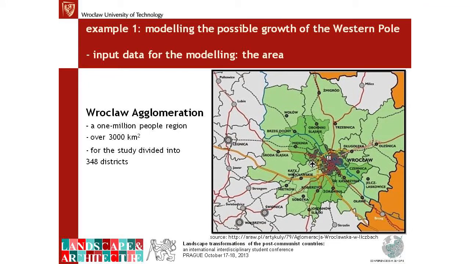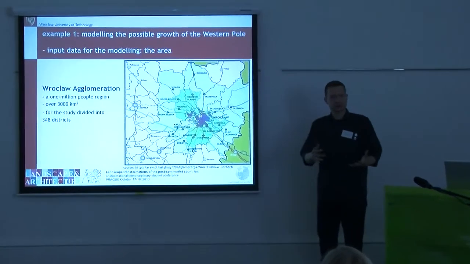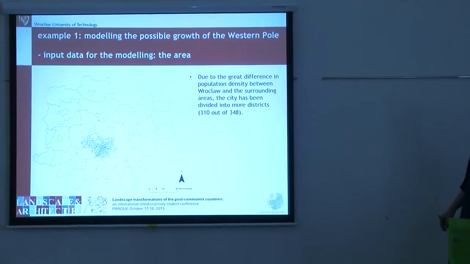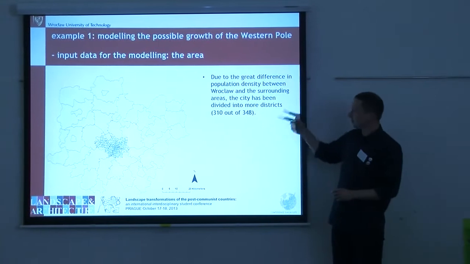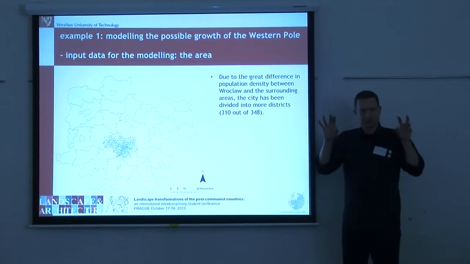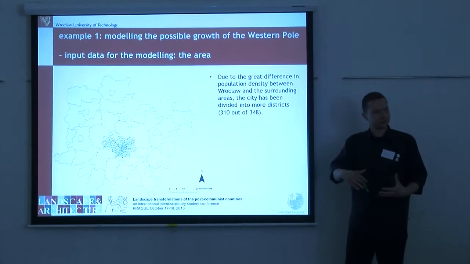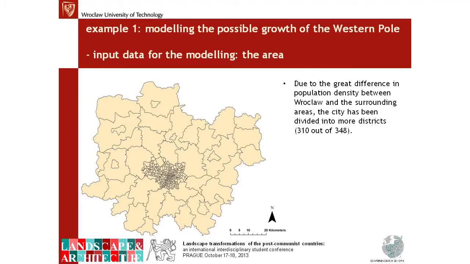For the study, we divided it into 348 districts, which are not the same as the administrative districts that are over there. These are our regions, because out of this, say, 1 million people, 700 or 750 thousand are in Wrocław. So Wrocław actually comprises 310 out of the 348 regions.